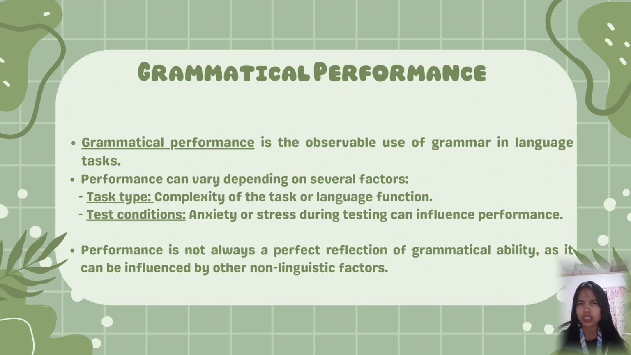Performance is what we actually hear or see, but it doesn't always reflect true ability. Why? Because performance is affected by task difficulty, nerves, or even topic familiarity. Example: a student may forget grammar rules during an oral test because they are nervous.